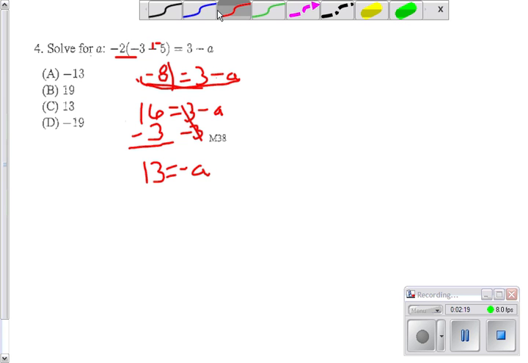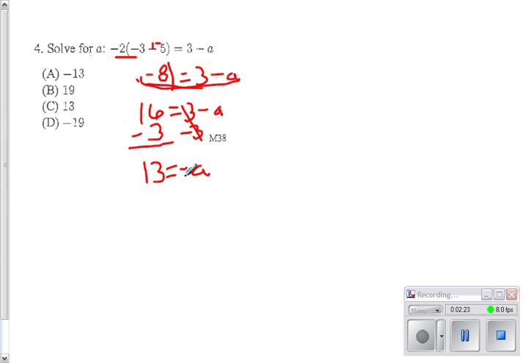Let me change the marker color right quick. So to solve that, we're just going to change this to a positive, and we have to change this to a negative. And so now we have -13 equals positive A, and we are solving for A in the question. So we would answer, what a coincidence, A for the answer, -13.